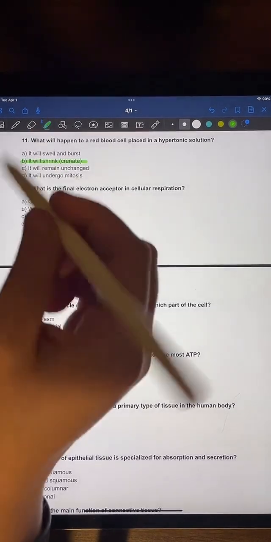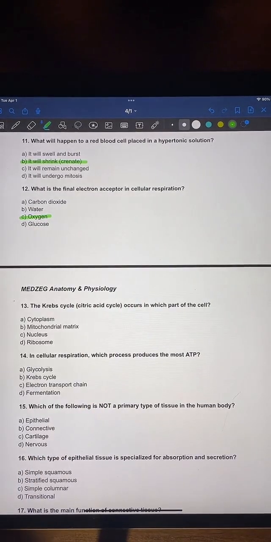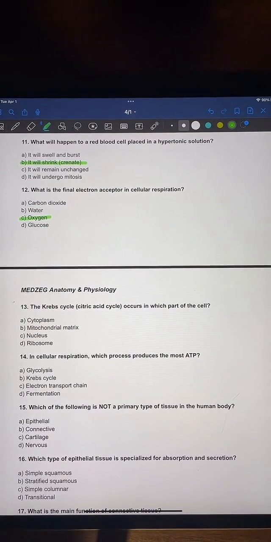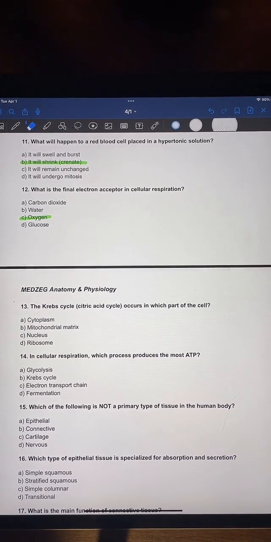The answer to number 12 is C, oxygen. Oxygen is the final electron acceptor in the electron transport chain in cellular respiration. It forms water when you combine it with hydrogen ions and electrons. Carbon dioxide is a byproduct of cellular respiration. Water is the product, not an acceptor. Glucose is the initial fuel for it, not the final acceptor.